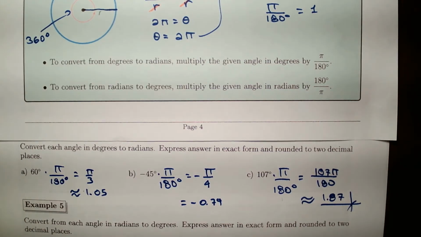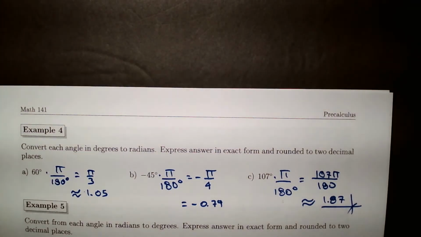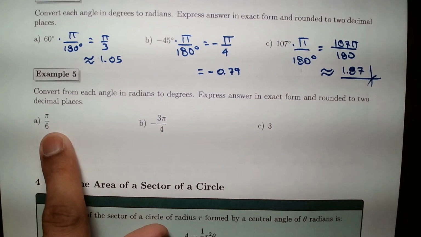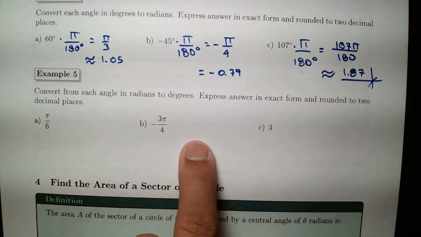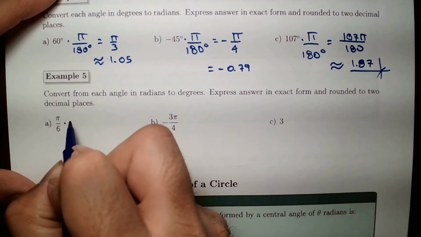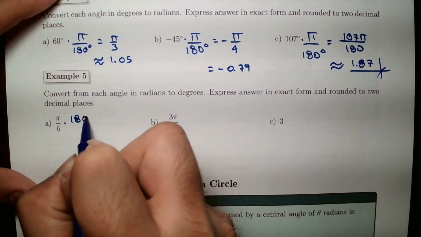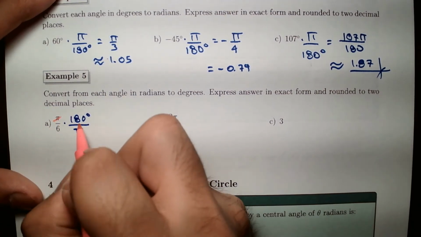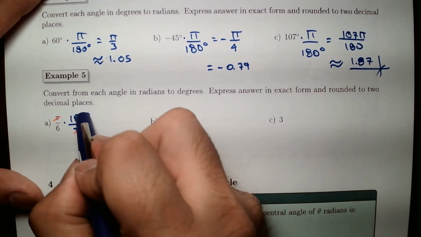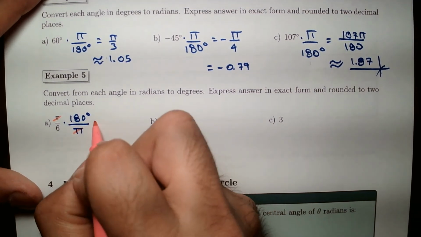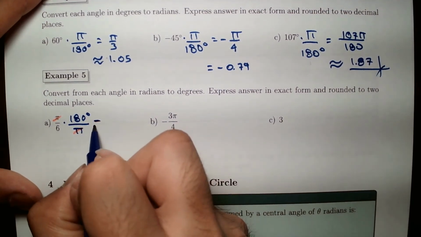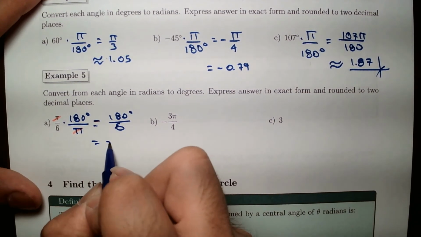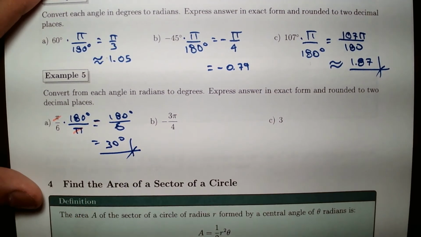All right, so let's do the reverse. For the reverse, we convert these given angles in radians into degrees. So now we do the reverse, multiply by 180 degrees over pi. In this case, the pi symbol goes away, and we get 180 over 6, and this is 30 degrees. In this case, there are no decimals at all.